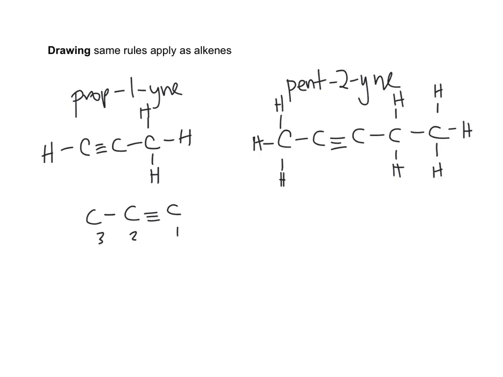Okay, yes, you can do line structures for these. So propyne, 1, 2, 3, and then the triple bond goes there between carbons 1 and 2. Pent-2-yne, 1, 2, 3, 4, 5, and the triple bond goes between carbons 2 and 3. So there's your triple bond.